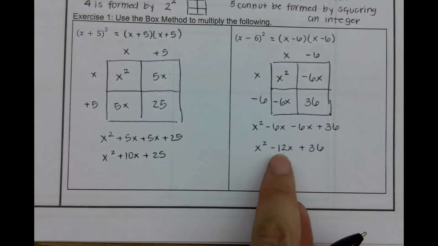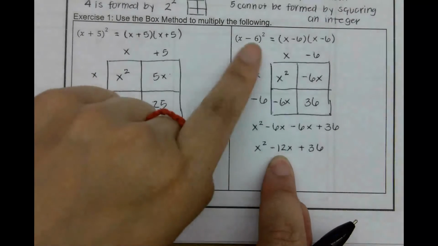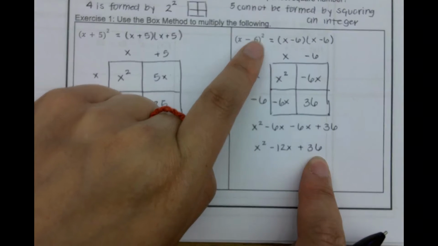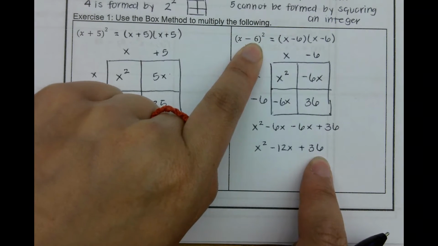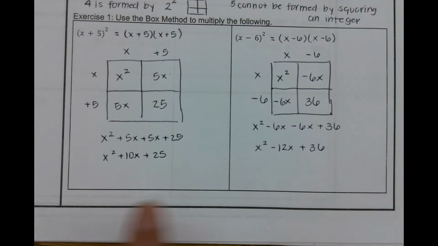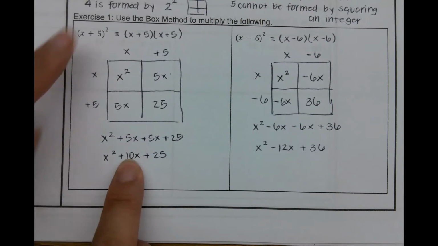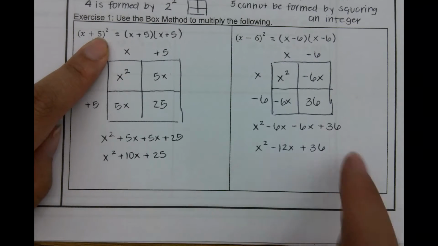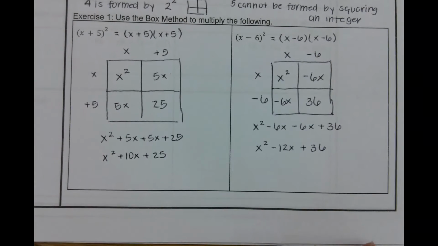Note that this middle term is double this second term, and this last term is this second term squared. We're going to take that idea, that this is double this and this is squared this, in order to complete the square. So let's flip it over.